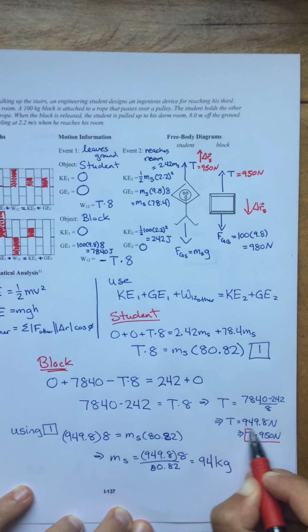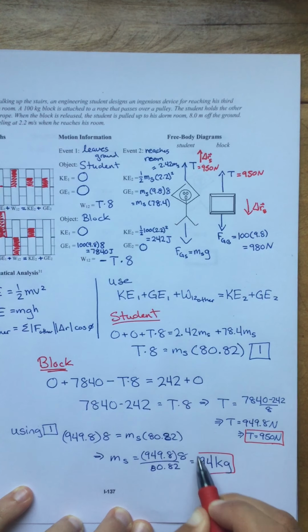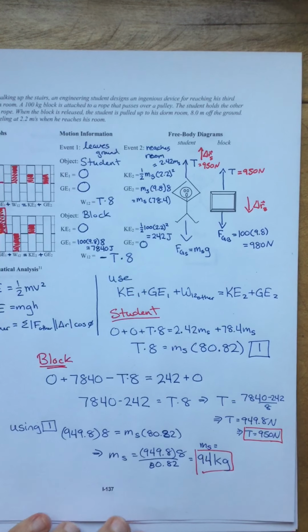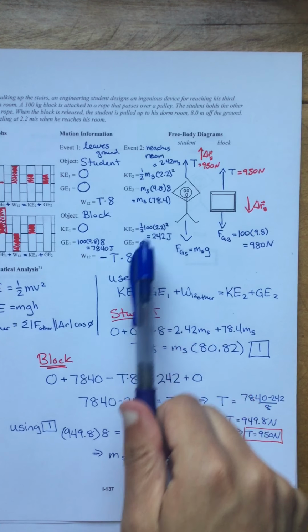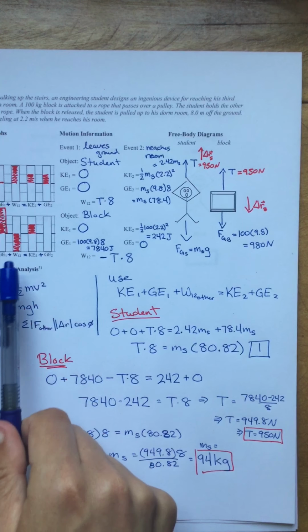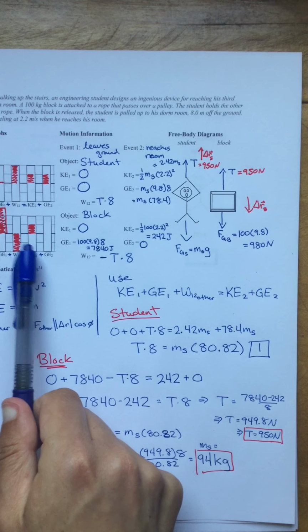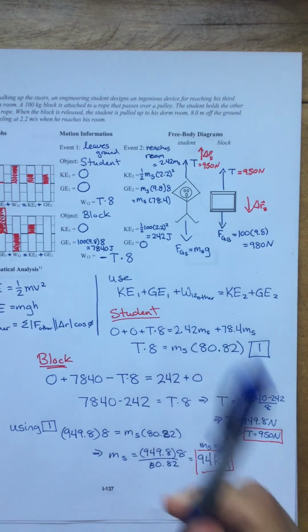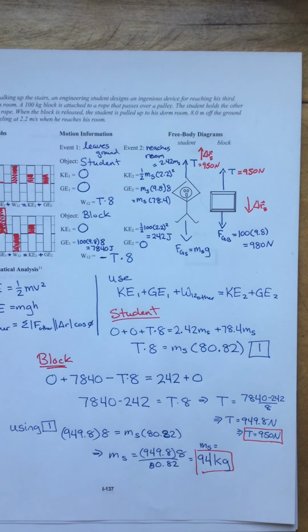Let's box what we have here. This is the mass of the student. So we found the unknown mass, we found the unknown force, we did the bar graphs. Remember, the bar graphs don't have to be to scale, but this plus this plus this should equal this plus this. We did the free body diagram, and that concludes problem 137.